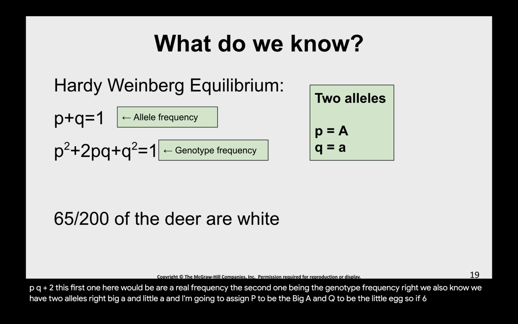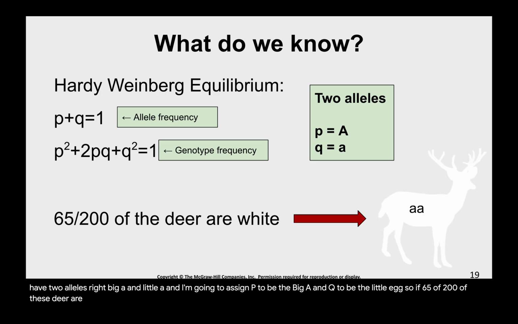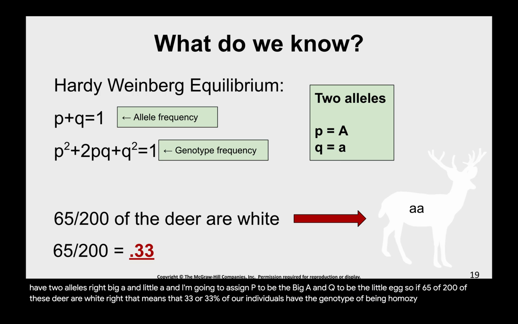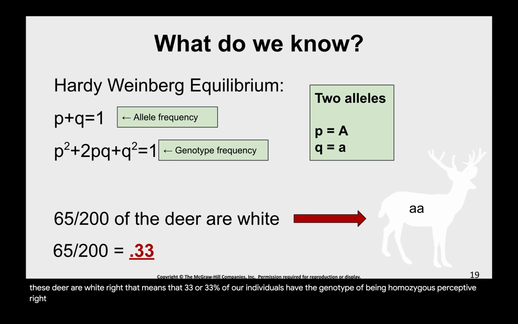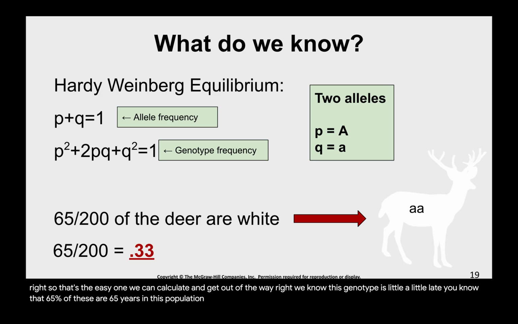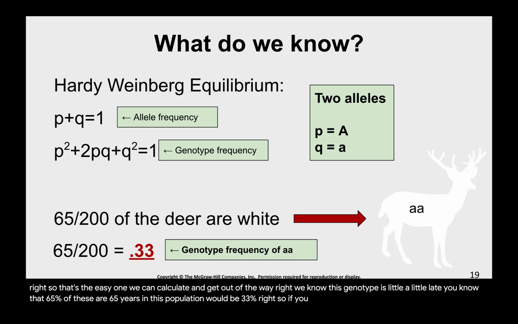So if 65 of 200 of these deer are white, that means that 0.33, or 33% of our individuals have the genotype of being homozygous recessive. So that's the easy one we can calculate and get out of the way. We know this genotype is little a, little a. We know that 65 deer have this genotype, which in this population would be 33%, so genotypic frequency of little a, little a.